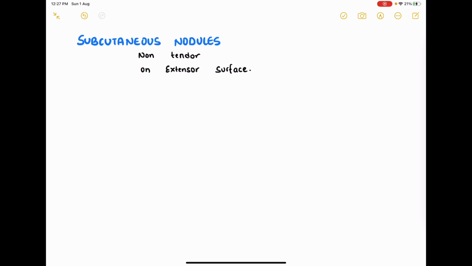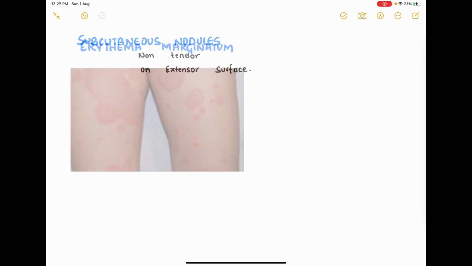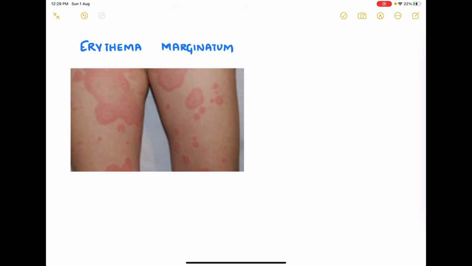Subcutaneous nodules are also one of the major criteria in Jones criteria, which are non-tender and seen commonly on the extensor surfaces, usually on the olecranon process. Erythema marginatum is another major criterion, where these rashes, as in this image, are seen. There's central clearing, which leaves a red margin to these rashes, and thus they're called erythema marginatum.